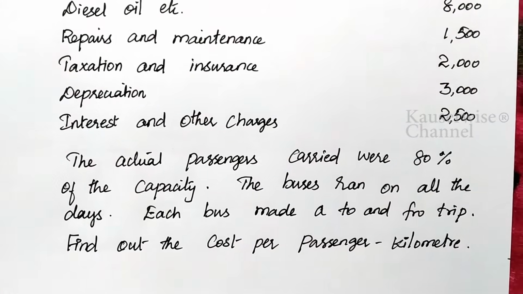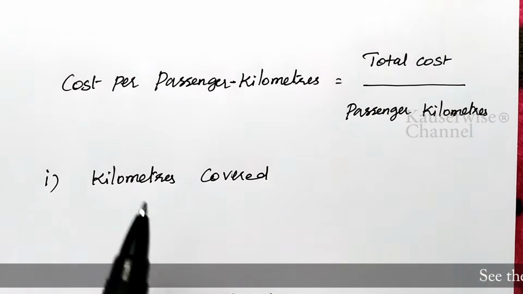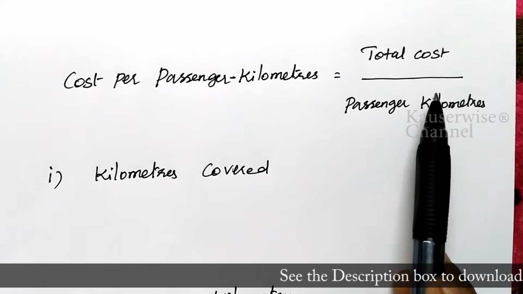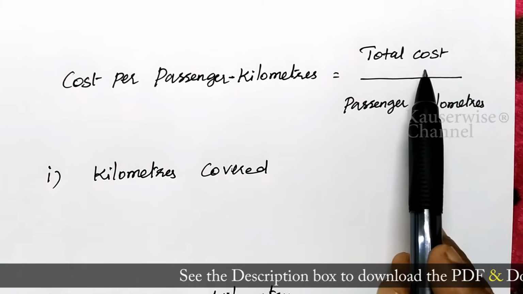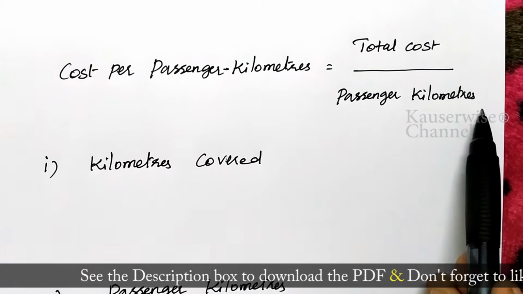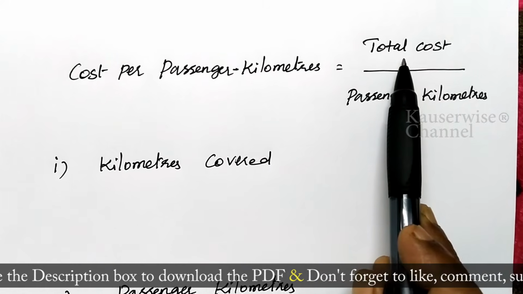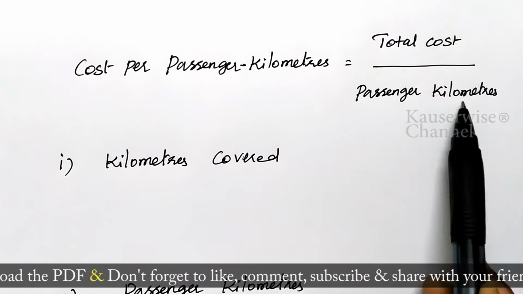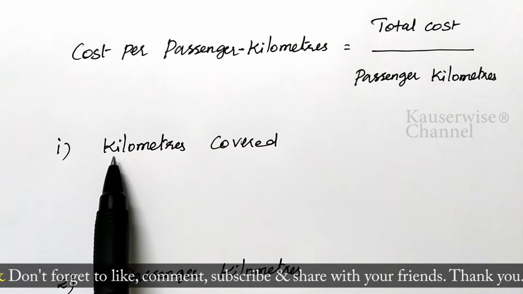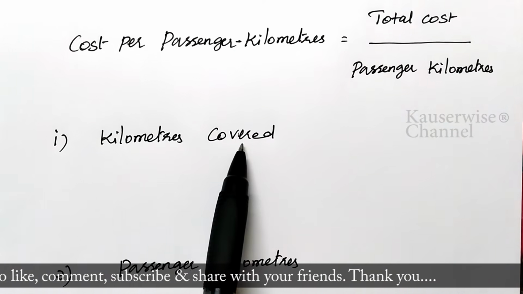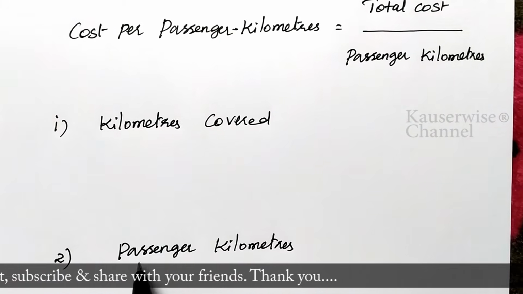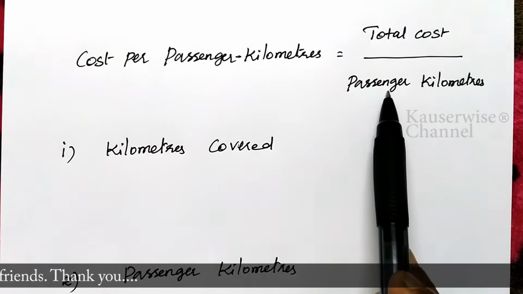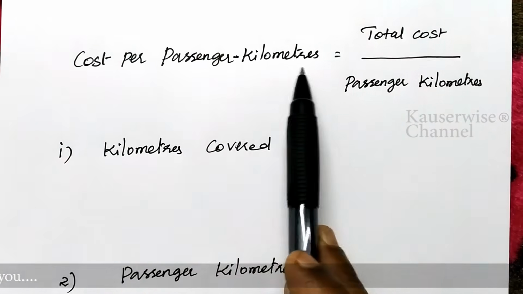Now, see the calculation. The question asks you to find out cost per passenger kilometer. Okay, this is the formula to find out this. That is total cost divided by passenger kilometers. So we have calculated total cost. How much? 24,000. Now we need to calculate passenger kilometers. For that, first we need to find out total kilometers covered, and then we need to calculate passenger kilometers. After finding this, you can simply apply the formula to find out cost per passenger kilometer.